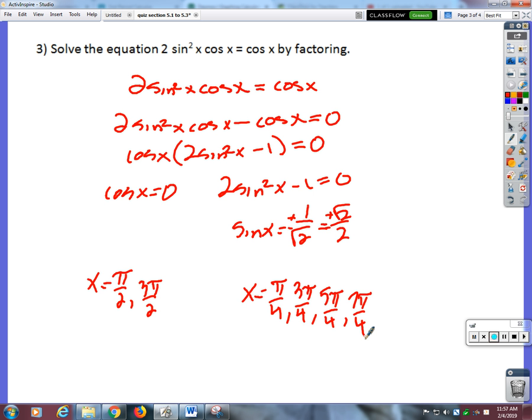Because anytime you take the square root when you're solving an equation, that's plus or minus. Yeah, these should both be plus or minus when you take the square root.